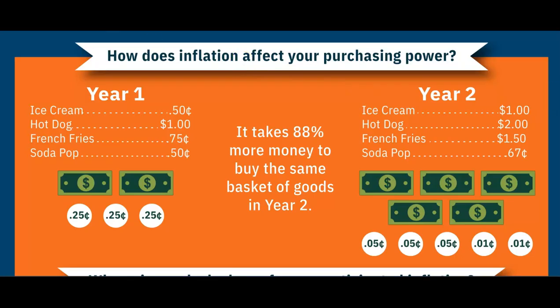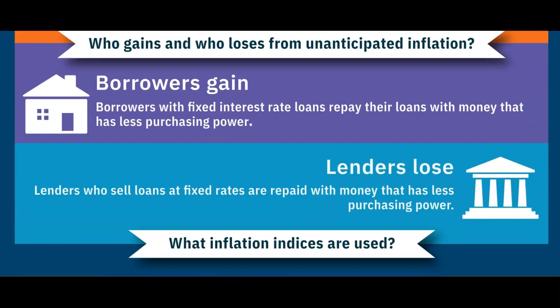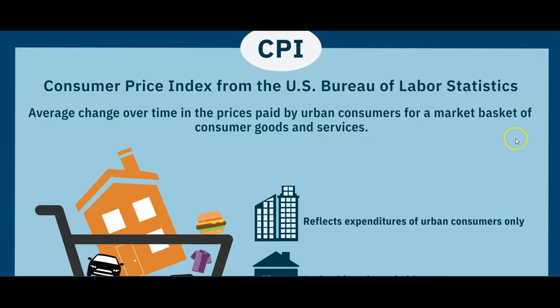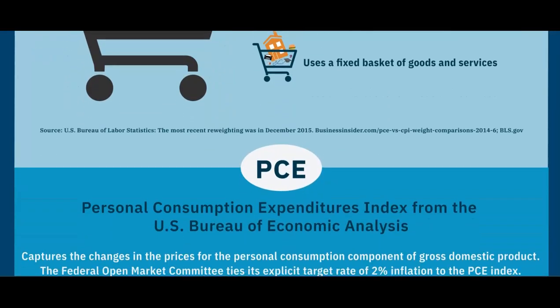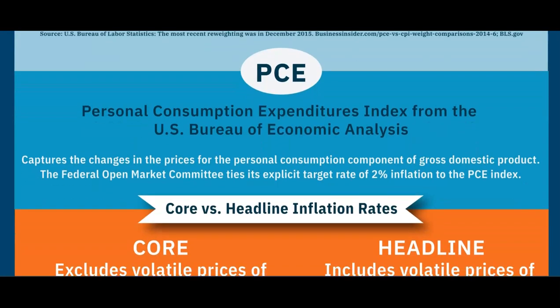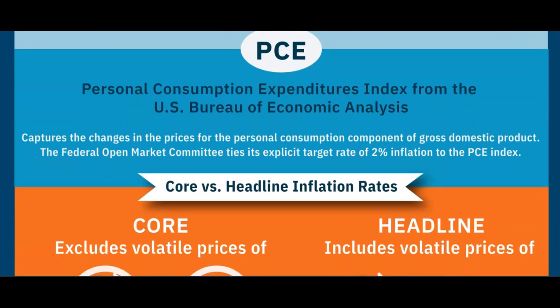And so to measure inflation, economists use indices. So I'm going to scroll down to the CPI section for now. The one that you hear the most about is the CPI, or the Consumer Price Index. And your CPI measures the average change over time in the prices paid by urban consumers for a fixed basket of goods and services. However, the Federal Reserve itself actually prefers to use a different metric, and this is called the PCE, or Personal Consumption Expenditures Index. And they use this to set its official 2% inflation target.